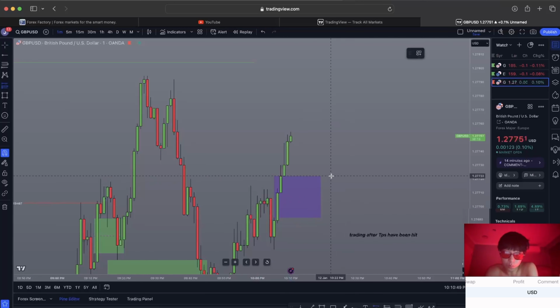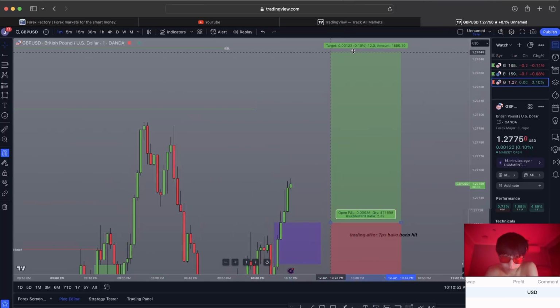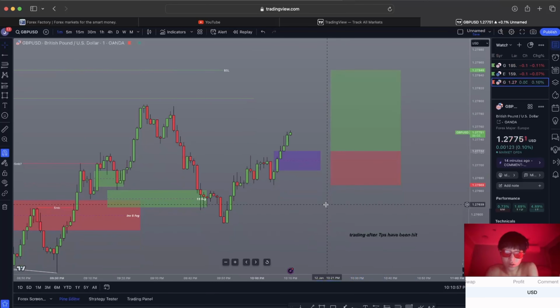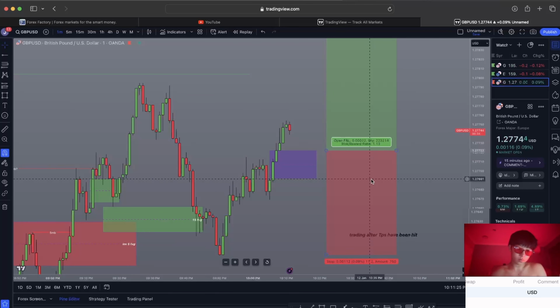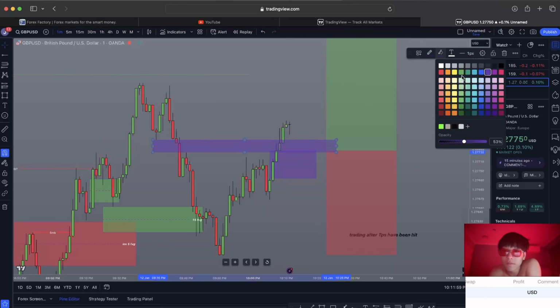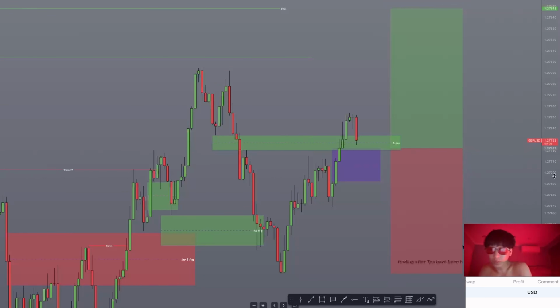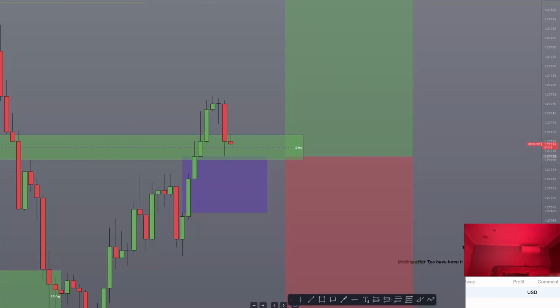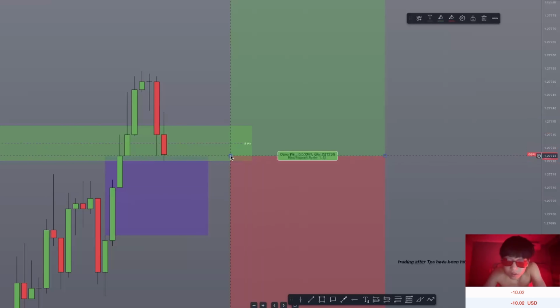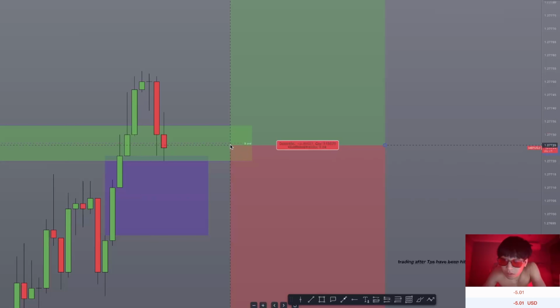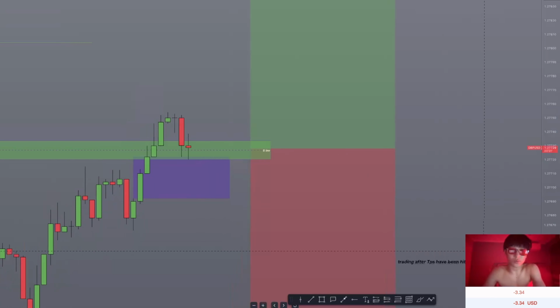Alright. Long from here to buy side. Stop loss will be at this low, if we can get a retracement into this fair value. Alright, we're in. Whatever. It's alright, it's whatever.